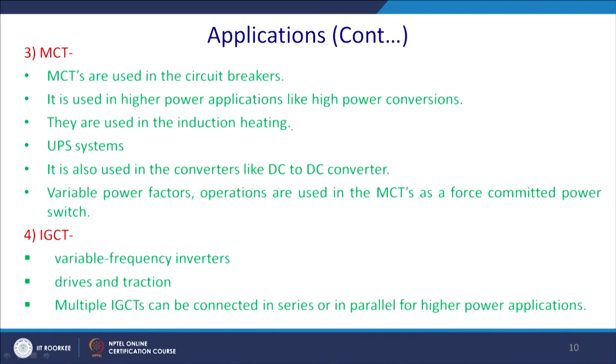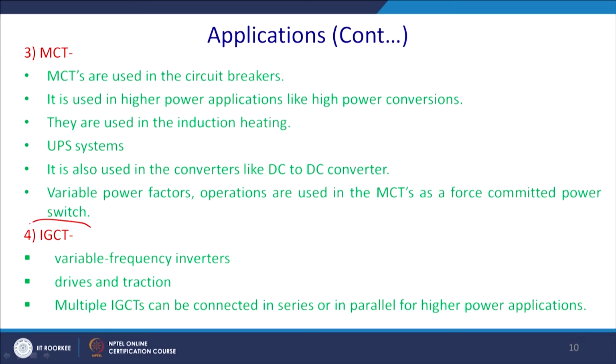MCT mostly finds its application in high power circuit breakers. It is used in high power applications like high power conversions. They are used for induction heating. UPS systems also use it, and for the converter, a high power DC to DC converter, mostly used for harvesting power from an offshore wind plant or something. Power handling capacity can go as high as the megawatt level. Variable power factor operations are used as forced commutated power switches.